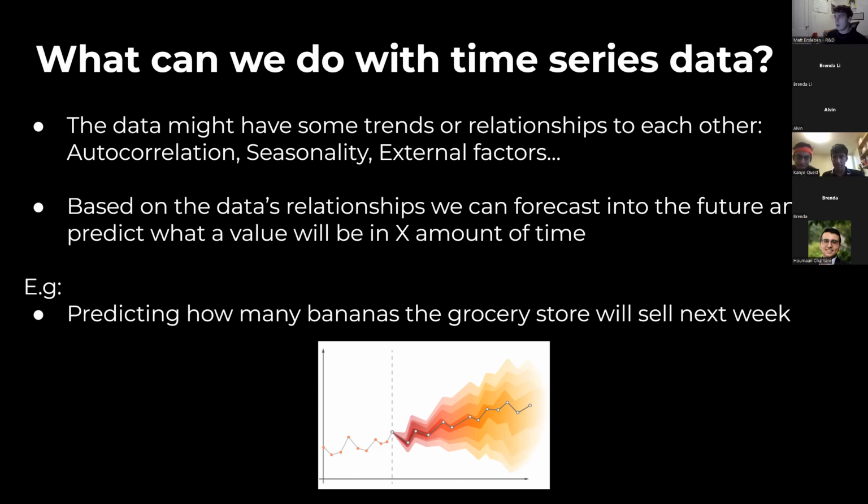For example, we can predict how many bananas the grocery store is going to sell next week. Let's say we know the grocery store sold 500 bananas two weeks ago, and last week they sold 200 bananas. How many bananas are they going to sell next week? We can use its previous data in time series to actually predict what that value is going to be, and that's all based on its relationships and trends in the data.